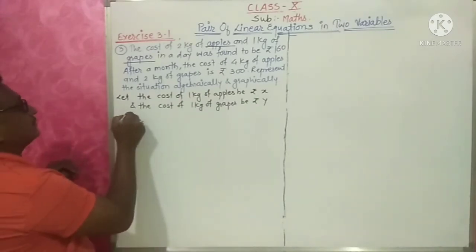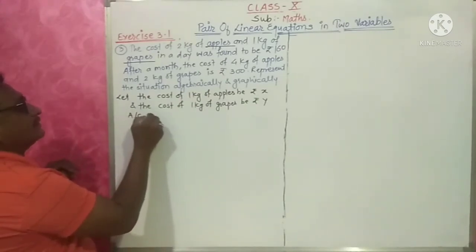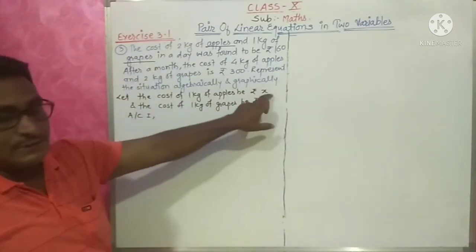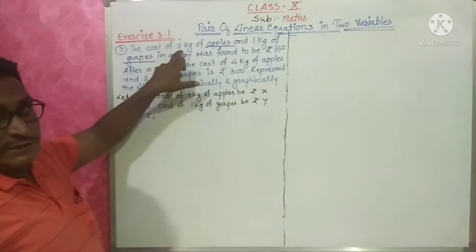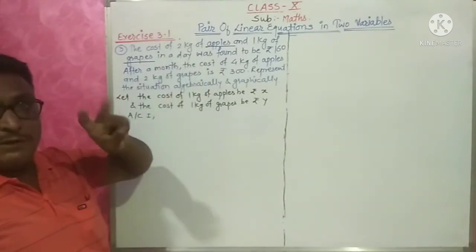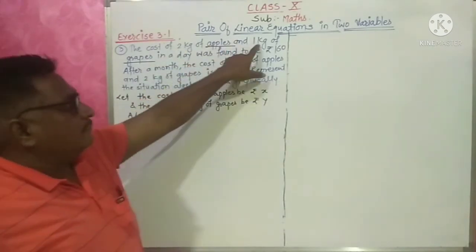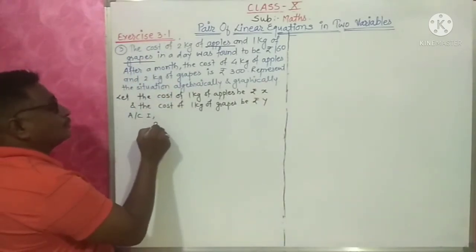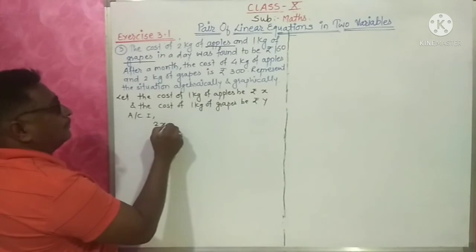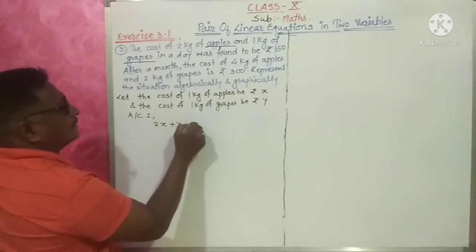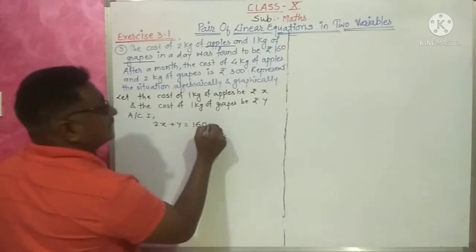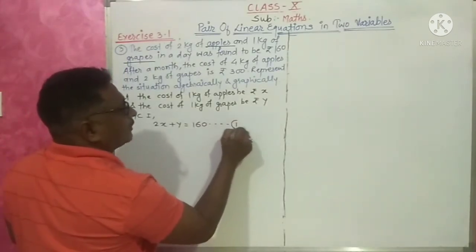Now the conditions. According to condition 1: 1 kg costs X rupees, so 2 kg of apple is 2x. And 1 kg of grapes is Y. So what will we get? 2x plus y equals 160. This is equation number 1.